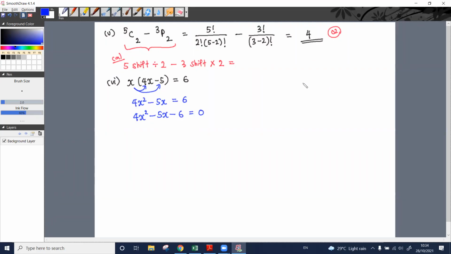Right, let's solve these using factorization. Factorization will solve කරනවා කොහොමද? We should get 2 numbers. Once we add those 2, it should be equal to our b value. What is the b value here? That is minus 5.